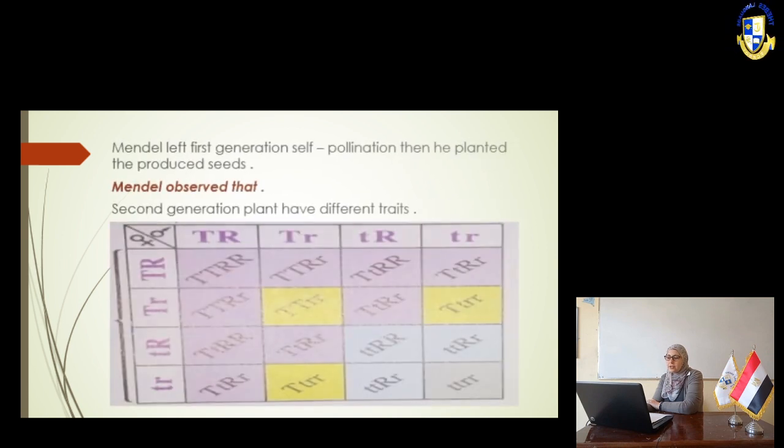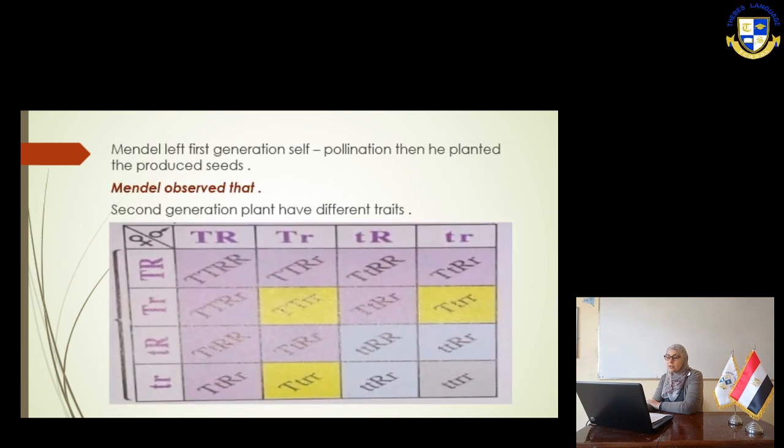Slide number 9. Mendel let the first generation self-pollinate, then he planted the produced seeds. Mendel observed that the second generation plants have different traits. Here we may see a mix between T capital R capital, T capital R small, T small R capital, and T small R small, as shown here in the figure.